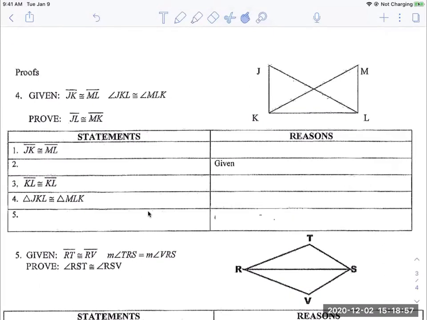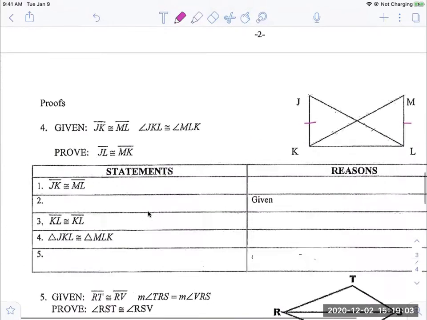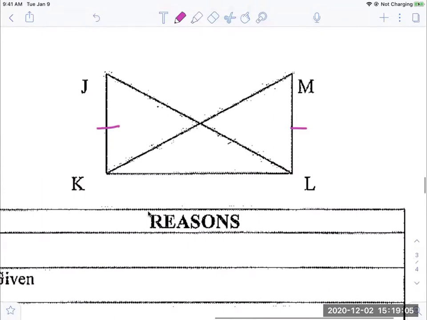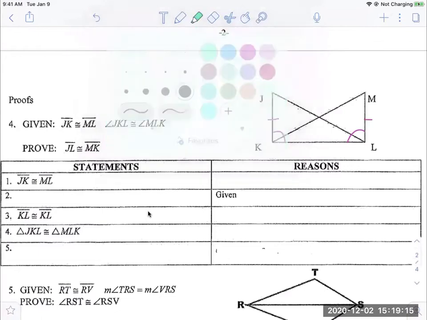Okay, proof. Given that segment JK is congruent to segment ML, and angle JKL, that's the big angle here, is congruent to the big angle here. Prove that segment JL, which is this segment, is congruent to MK, which is this segment. So it looks like we want to take the triangles and kind of pull them apart here.